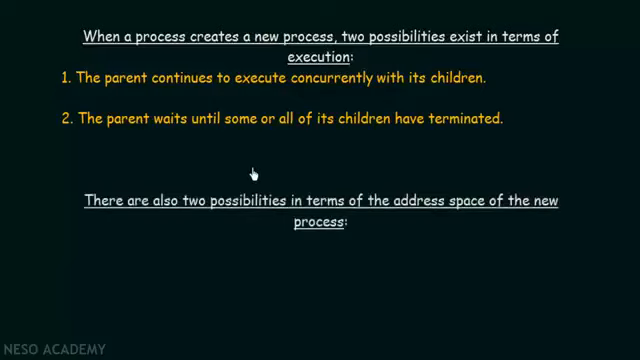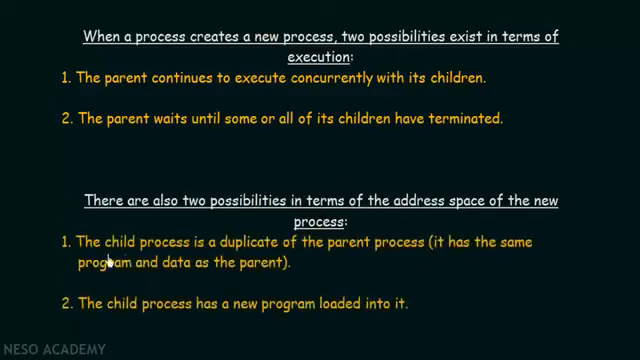Alright, so in terms of address space also, there are two possibilities as above. There are also two possibilities in terms of address space of the new process. So let us see what they are. First of all, the child process is a duplicate of the parent process. That means it has the same program and data as the parent. Or the second possibility is the child process has a new program loaded into it. So these are two possibilities in terms of address space of the new process that is created by the parent.